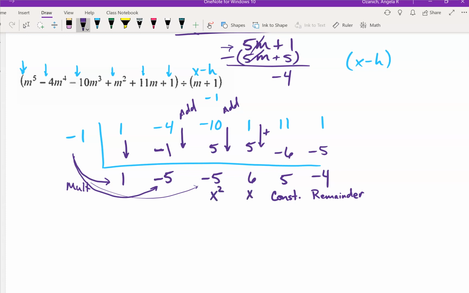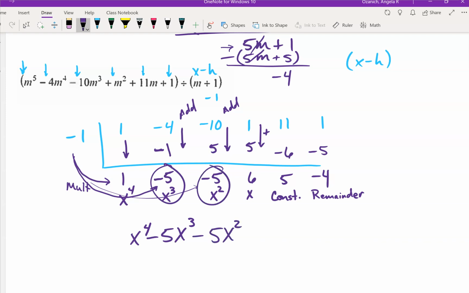This will be your x squared term. This will be your x cubed term. This will be your x to the 4th term, and so on. So the answer to this division problem is x to the 4th minus 5x cubed, right, because you put these together, minus 5x squared, because you put those together, plus 6x plus 5 with a remainder of -4 over your divisor, which was x plus 1.